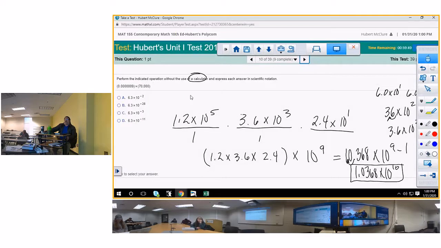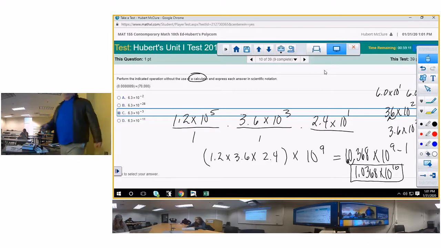All right. Perform the indicated operation. Well, this is 9.0. Let's count. 1, 2, 3, 4, 5, 6, 7. 9.0 times 10 to the negative 7. And what is negative 7? 1, 2, 3, 4. Negative 7 plus 4 is what? Negative 3, so it might be that one, but we're going to check it.